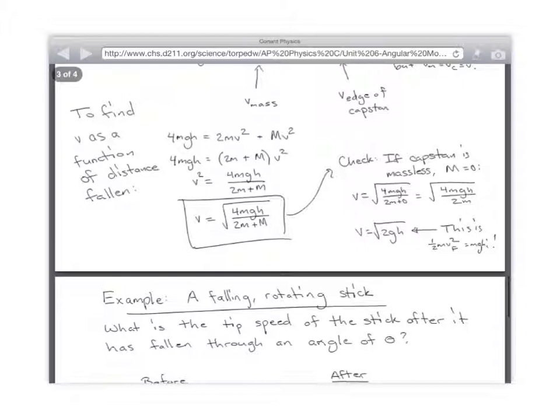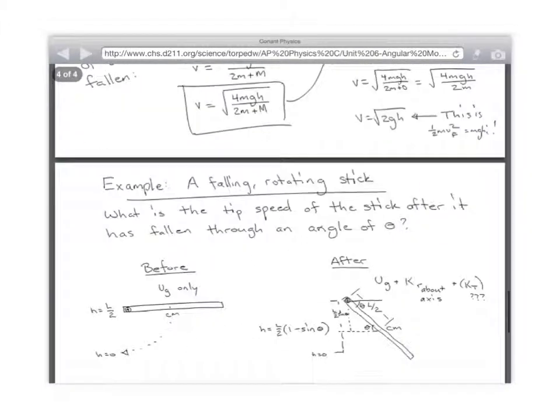Falling. Is this a constrained version or non-constrained? I can't remember. This one is rotating about its edge, like that. How fast is it going when it gets to the bottom?